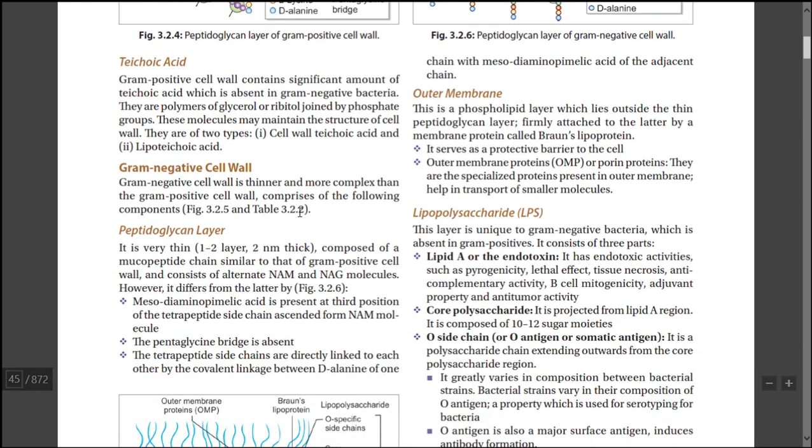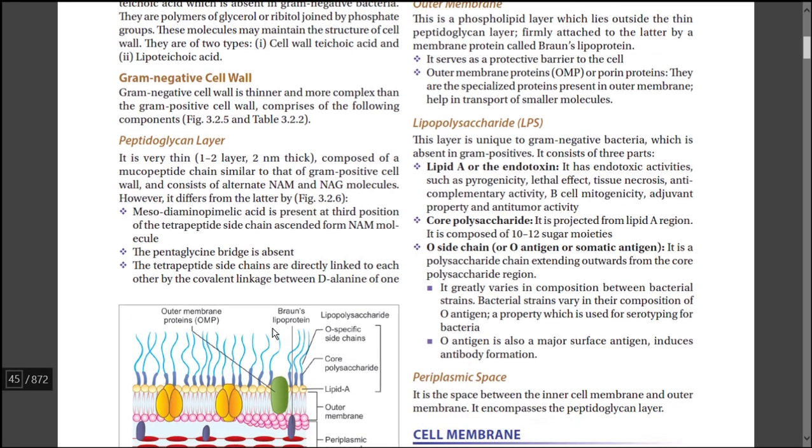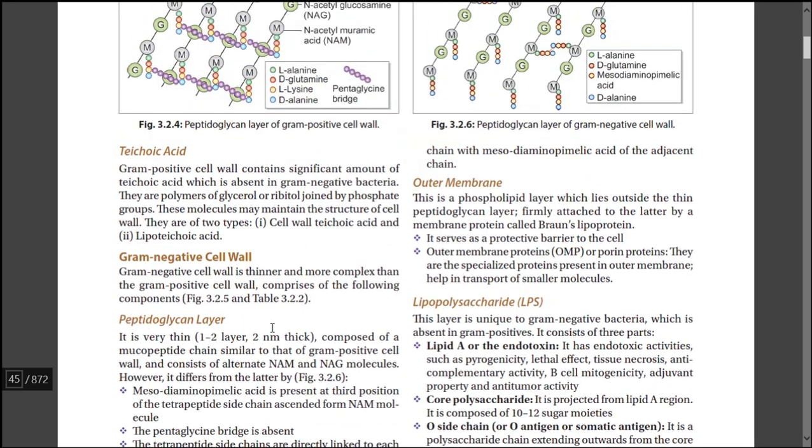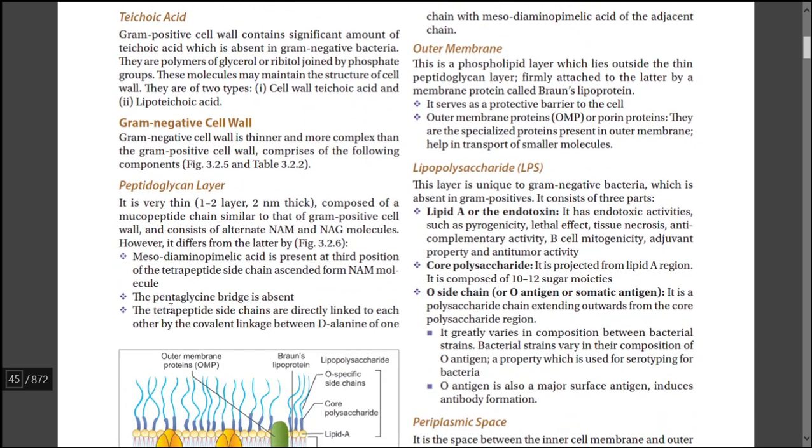If you take the gram negative cell wall, the peptidoglycan layer is thin. Okay, that you have to remember. And the pentaglycine bridge is absent. That is also an important point. And how it is linked is also important. The tetrapeptide side chains are directly linked, unlike the gram positive cell wall in which the pentaglycine bridge is present.